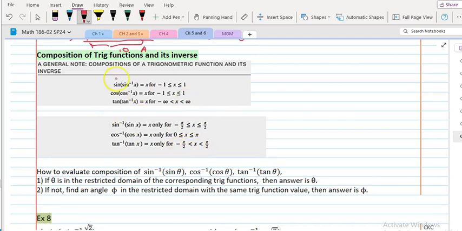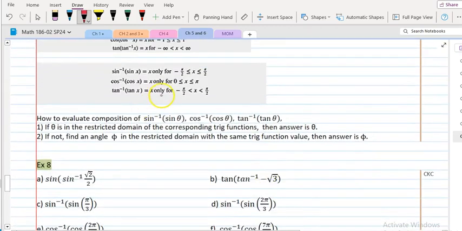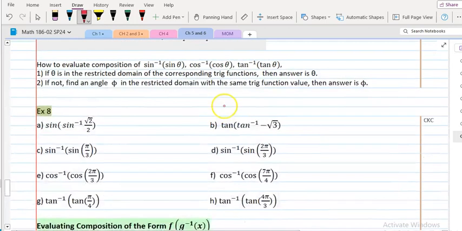Generally, if you have sine, cosine, or tangent outside and the inverse inside, you can just cancel most of the time if these numbers are valid, especially for tangent, where it's all real numbers. But if you have sine inverse, cosine inverse, or tangent inverse outside, you have to check the angles. Is it really in this domain? If it is not, then what do you do? You find the value that you have, then do the sine inverse or cosine inverse, or convert it into a restricted domain value that has the same trig value. So let's do it.